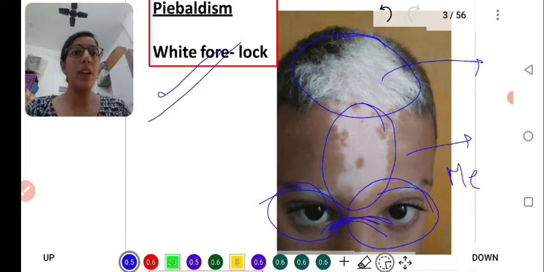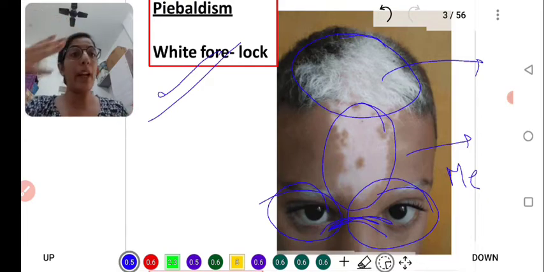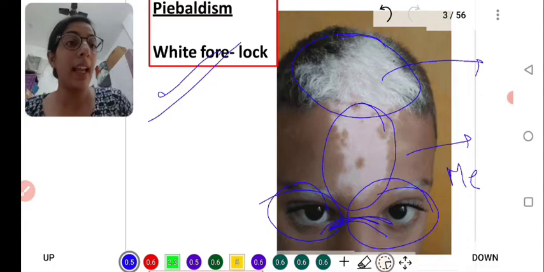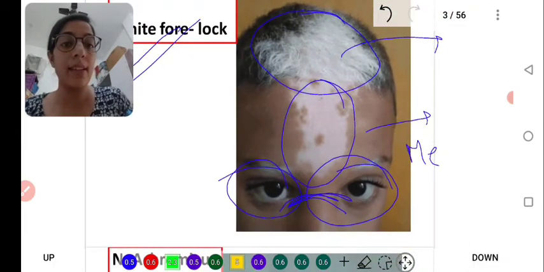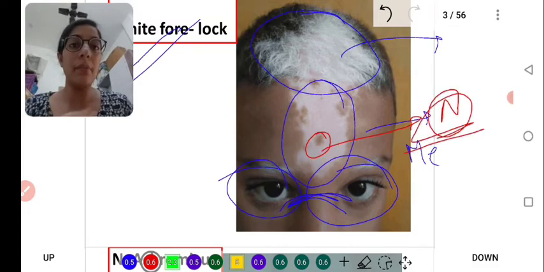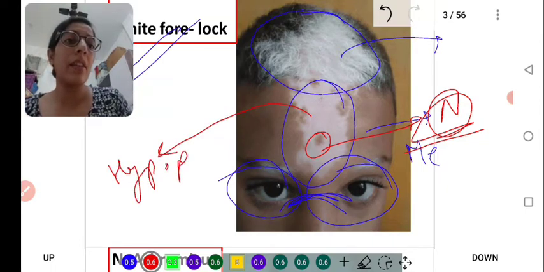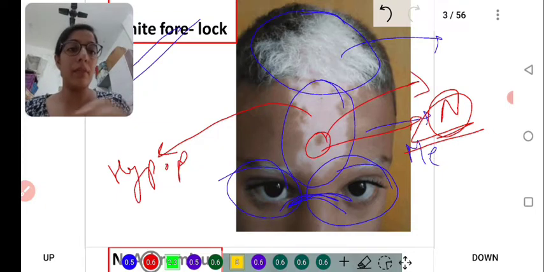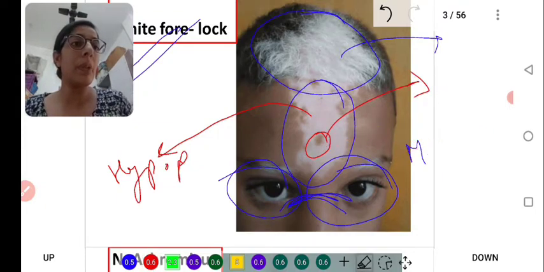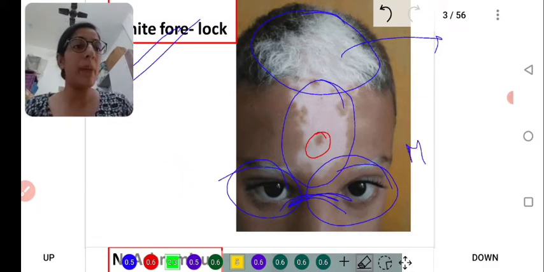White forelock, where a section of the hair is involved, and some part of the forehead is also involved. You find some islands; these are called islands, because these are normal melanin pigmentation, where you find hyperpigmentation along with normal pigmentation, right? This is known as piebaldism.